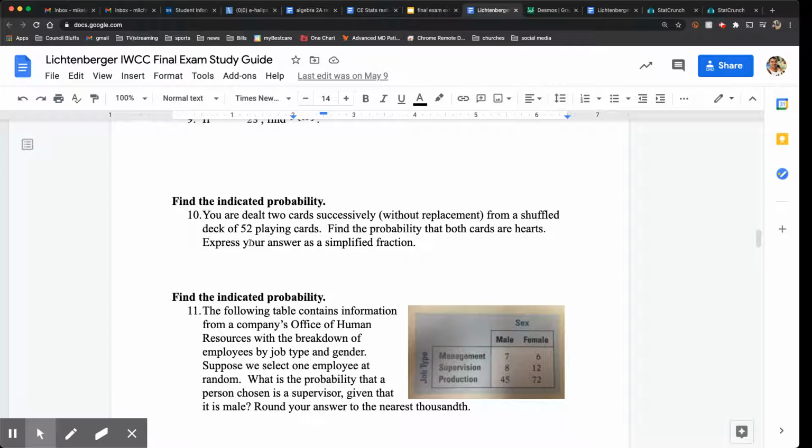Number 10, you are dealt 2 cards successively without replacement. So that's the key. You're dealt 2 cards successively from a shuffled deck of 52 playing cards. Find the probability that both cards are hearts. So the first thing, we know that there are 52 cards in a standard deck. Out of those 52, how many of them are hearts? Hopefully you know this already, but there are 13 of each suit in the deck.